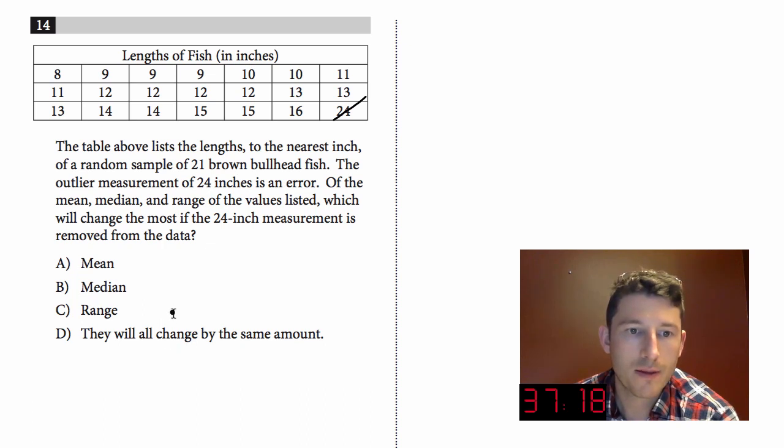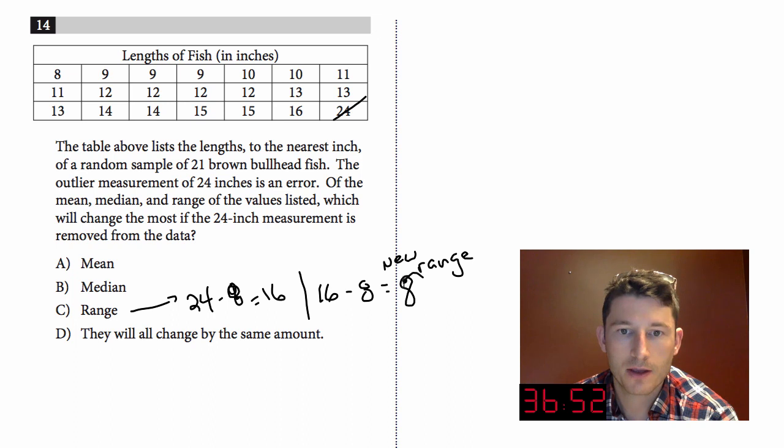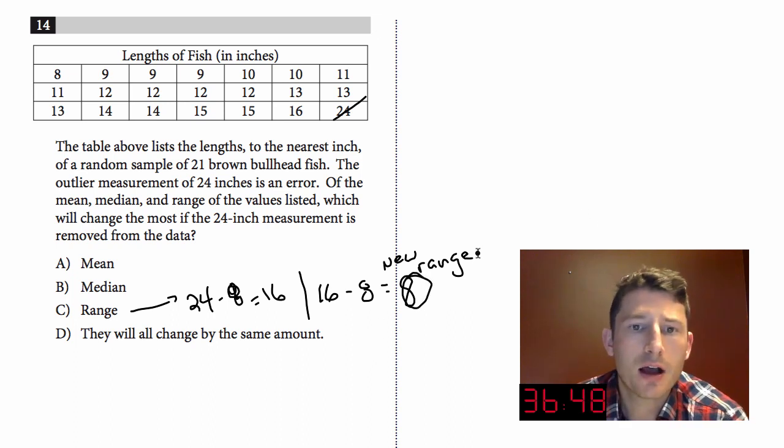So range, I'll start there. Range would have been 24 minus 8 originally, right? Let me fix that. 24 minus 8, which is 16. But now it's going to be 16 minus 8. So your new range is going to be 8. That's the new range. Okay. Sorry, I keep messing this up. You get the idea. It's 8.